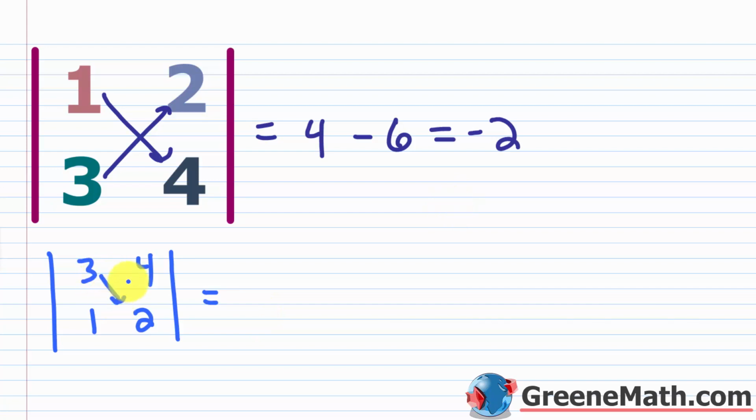If I multiply down, 3 times 2 is 6, and then minus, if I multiply up, 1 times 4 is 4. So this is positive 2. So it's just a sign change. Okay, so that's all it is.